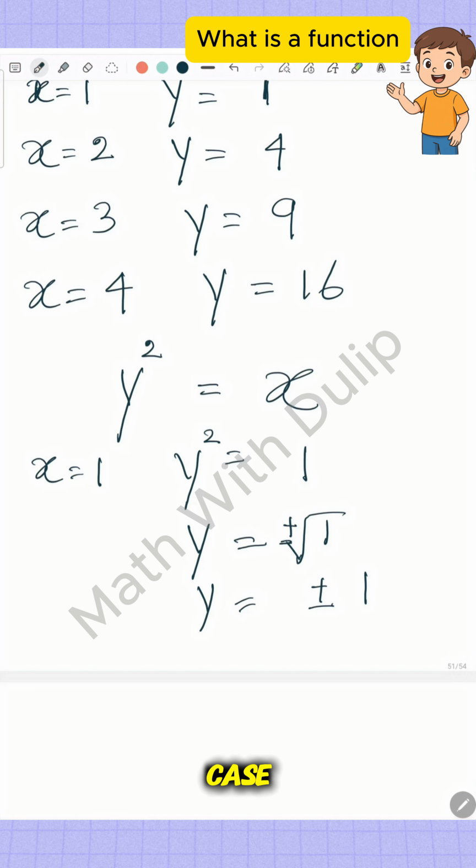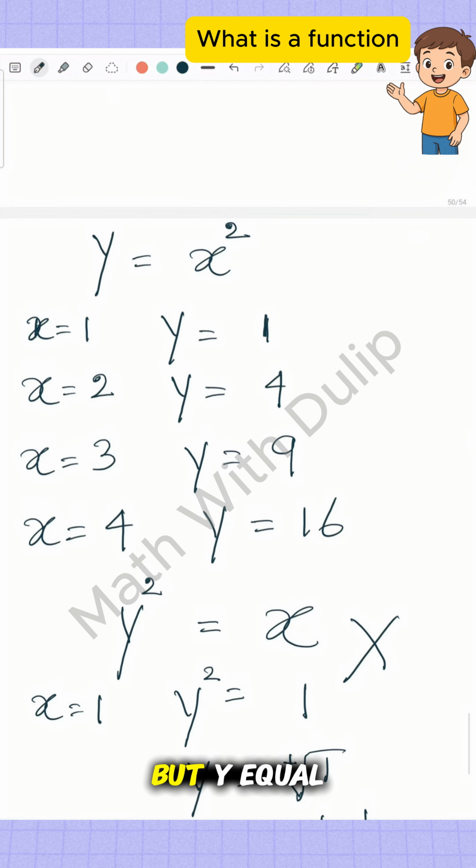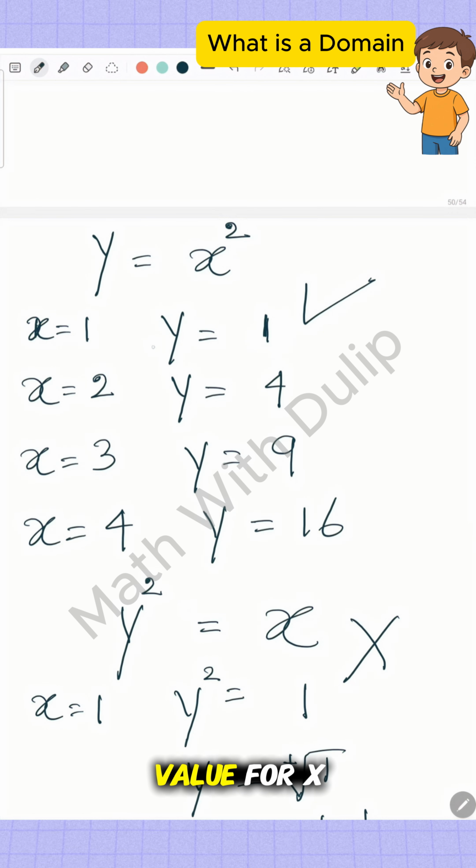So in that case, this is not a function. y² = x is not a function, but y = x² is a function, because you have only one y value for each x, right?